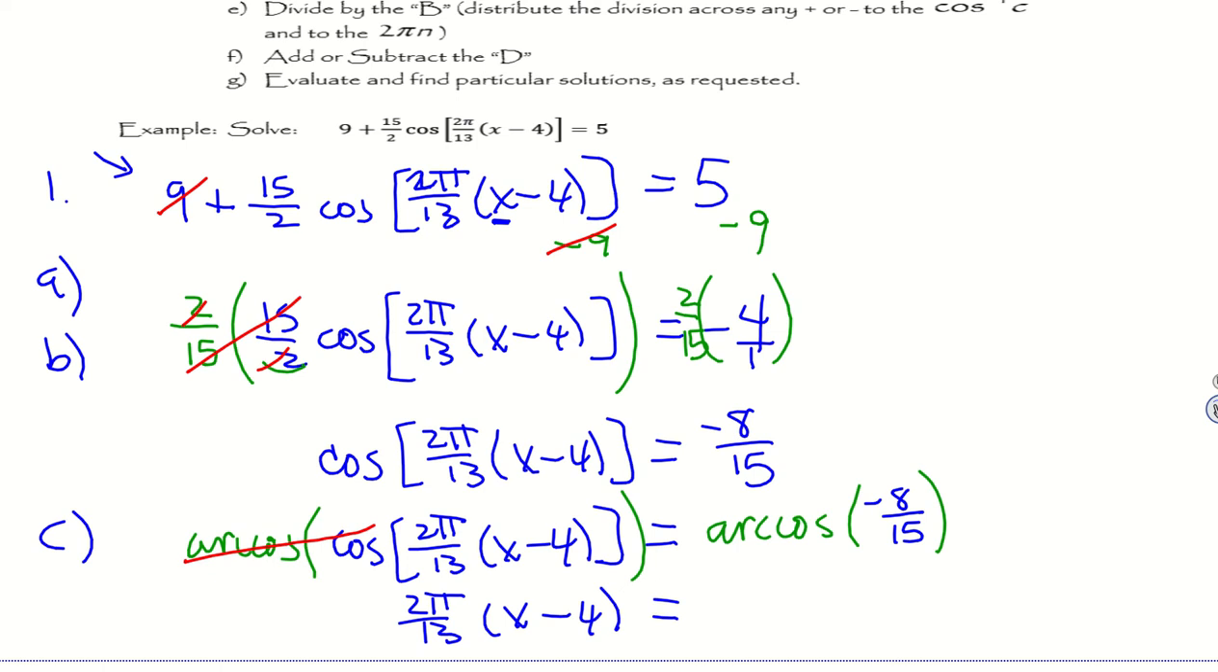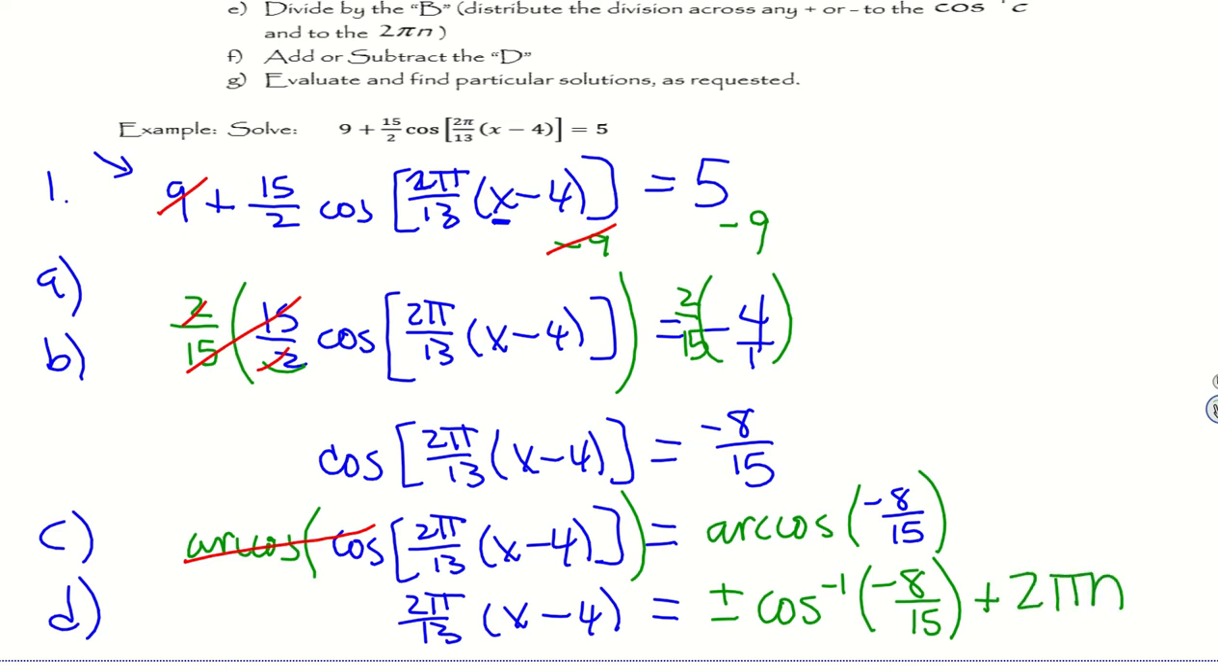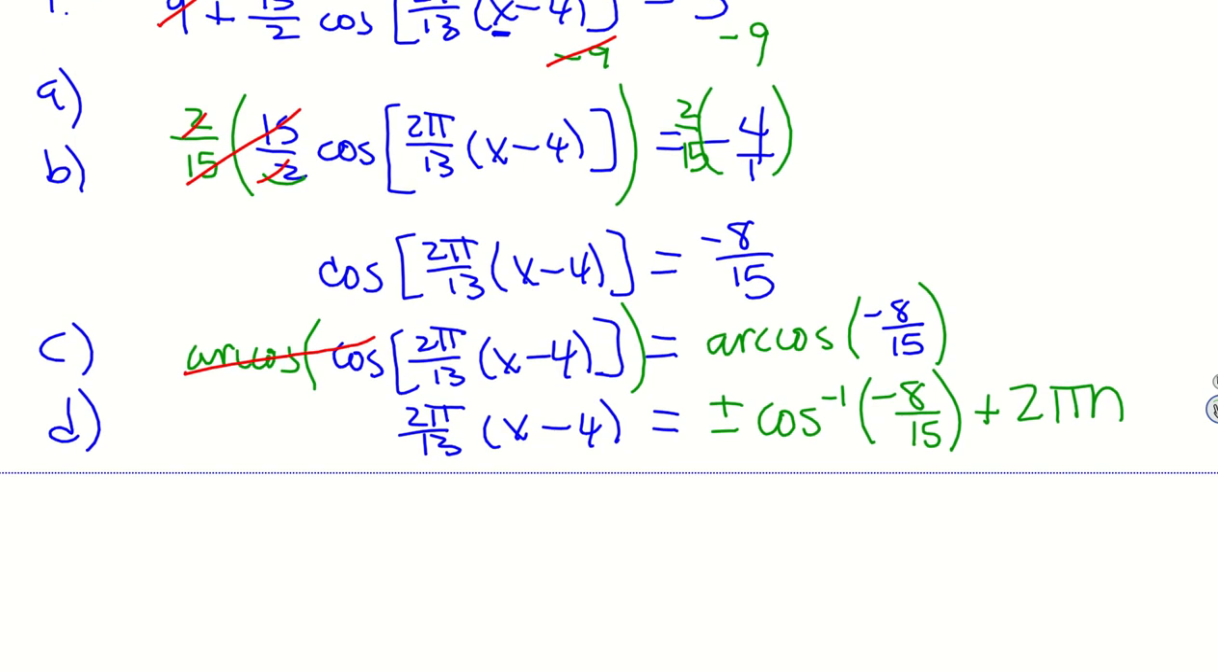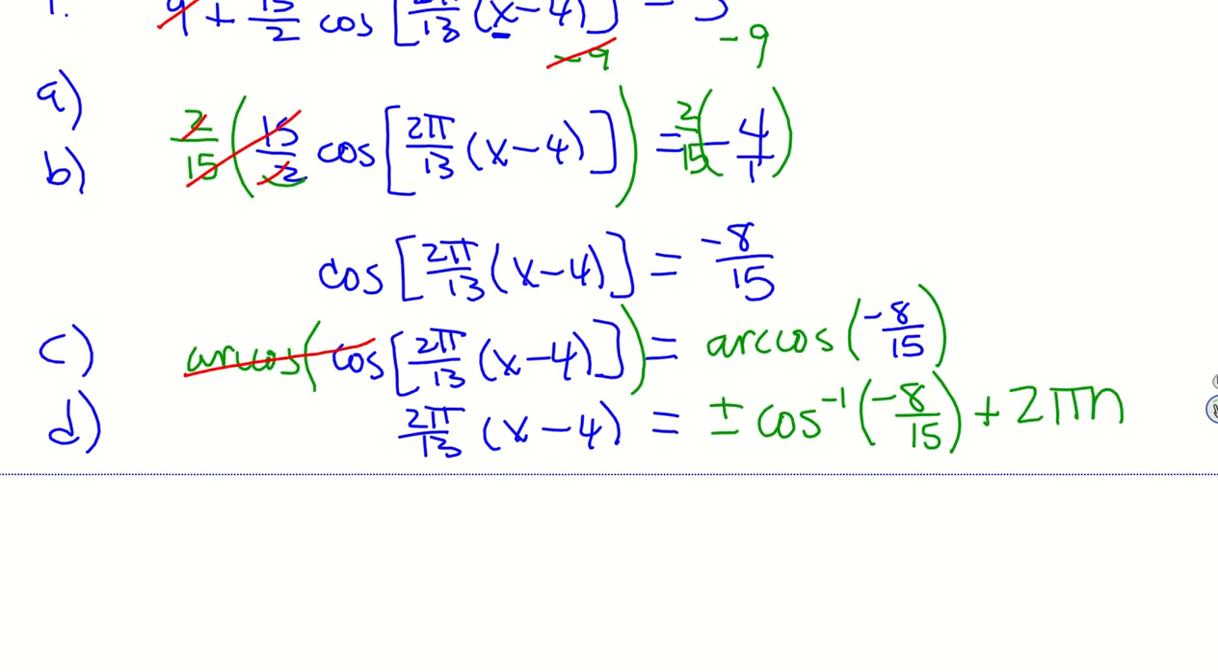My step D is to substitute that arc cosine with its definition. So my arc cosine of negative 8 over 15, by definition, is plus or minus the inverse cosine of negative 8 over 15, plus, we're in radians here, so we will add 2 pi n. All right, we're trying to get that x by itself. We're making progress.